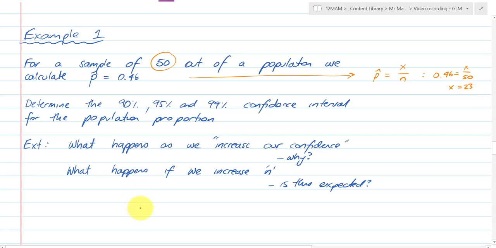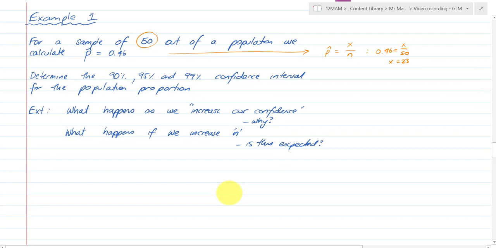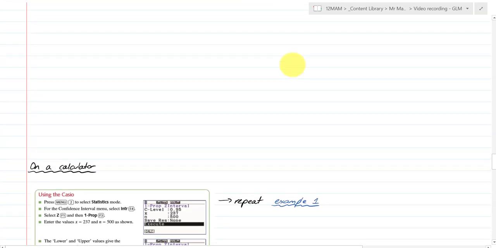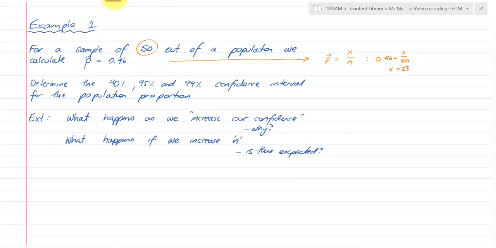We're going to determine the 90%, 95%, 99% confidence intervals for the population proportion, and then we're going to answer these extension questions. And that will be the end of this video. We might just quickly talk about it on the calculator as well. So let's start with our 90% confidence interval. And remember, for 90%, we have a z-score of 1.64.